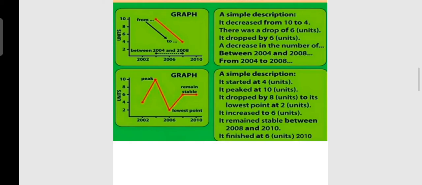It dropped by 6 units. A decrease in the number of something between 2004 and 8, from 2004 to 8. Like this you can start. These are all the examples given. Then if this kind of graph is given, the simple description: it started at 4, it peaked at 10, it dropped by 8 units. Okay, so this way you can describe the things.